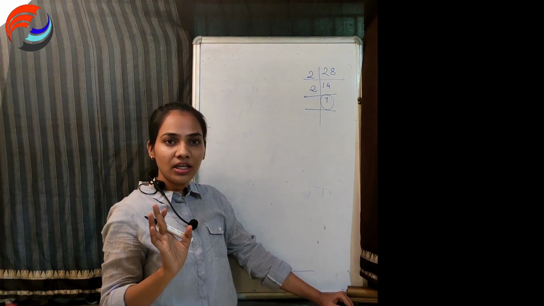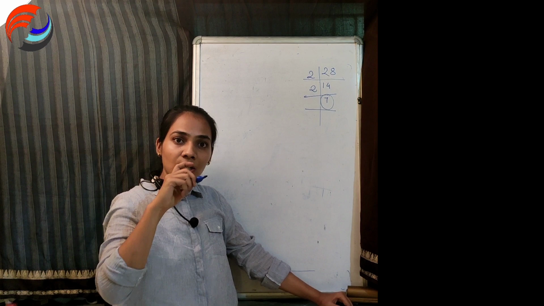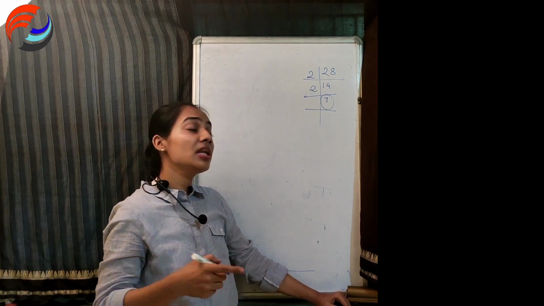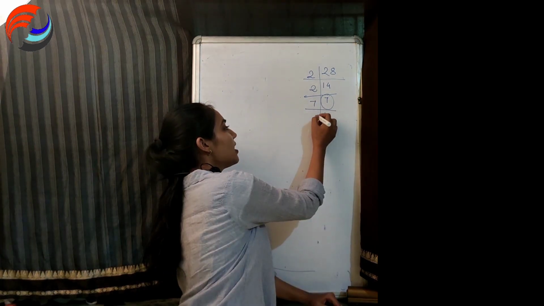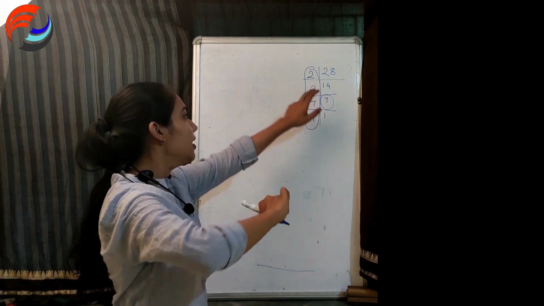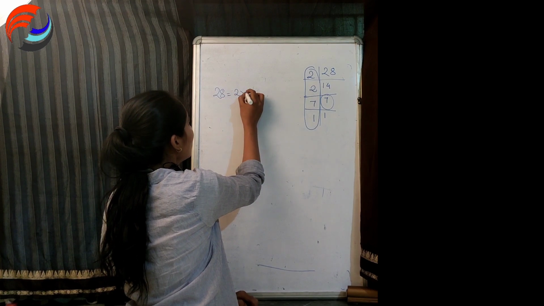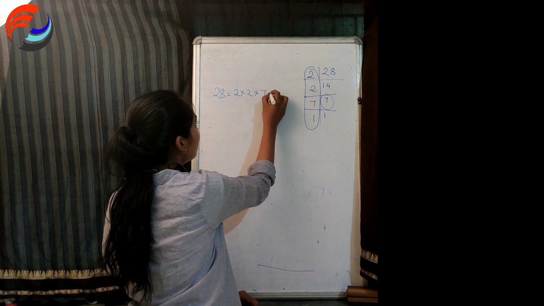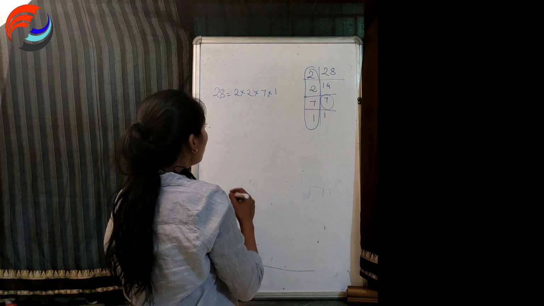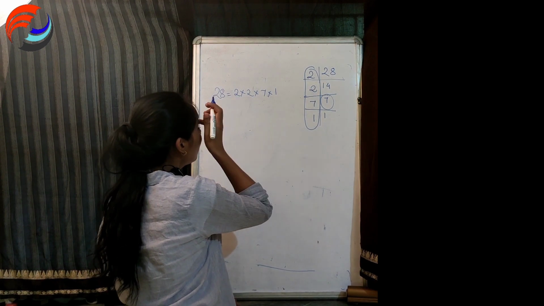Now observe here, we can't divide 7 by 2, so check with 3. Obviously 7 can't be divided by 3, 4, 5 or 6. So 7 is the only option remaining. So we will write 7 ones are 7. So multiply all these numbers and we find out that the factors of 28 are 2 multiply 2 multiply 7 multiply 1.